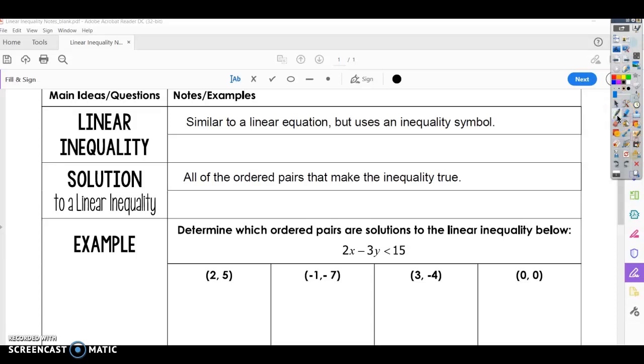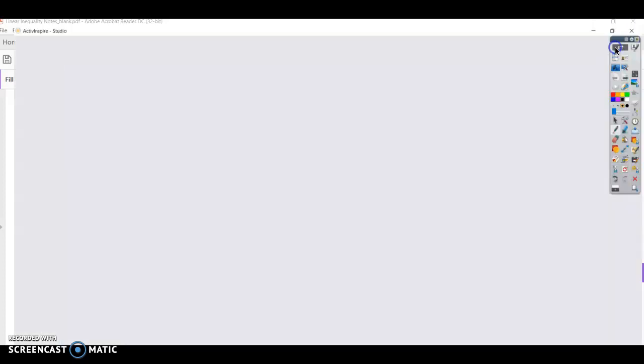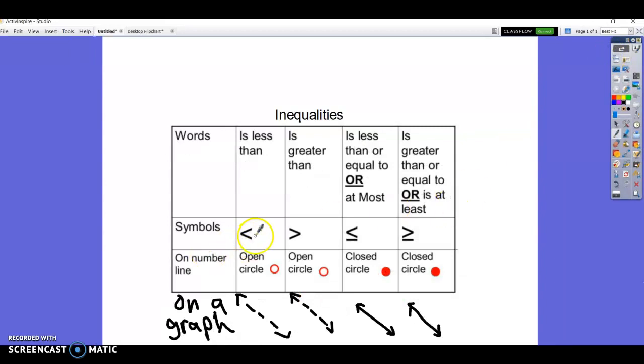All right, we've been looking at systems of equations, and before we start looking at systems of linear inequalities, I want to review just a little bit about linear inequalities. A linear inequality is similar to an equation, but it uses an inequality symbol. If you remember your inequality symbols, you've got less than, greater than, less than or equal to, greater than or equal to.